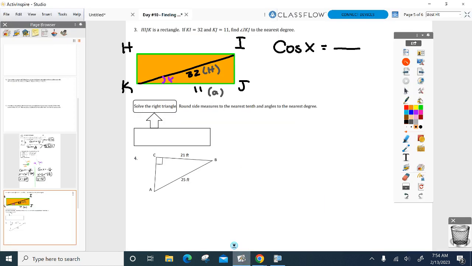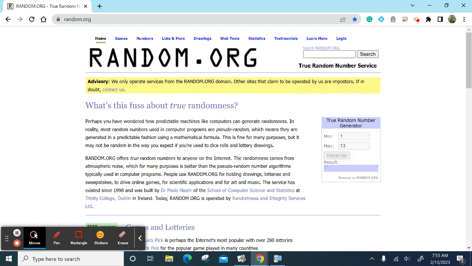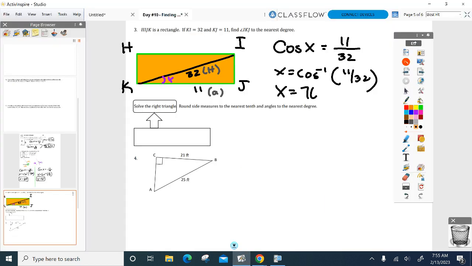Cosine of angle x equals, what order should I put it in? Looking for the ratio. 11/32. Oh, I'm finding an angle, so I need to take the inverse of cosine. And nearest degree, what are we looking at? 70 degrees. Look all right?